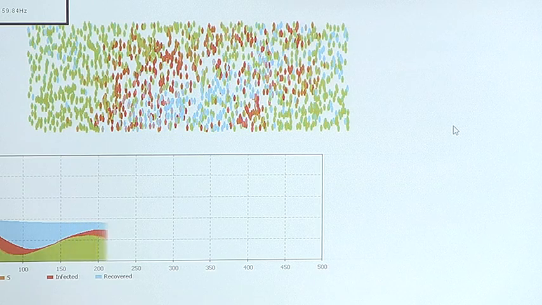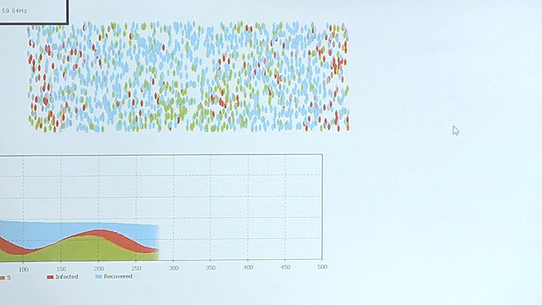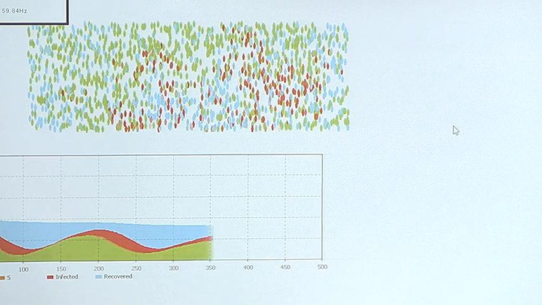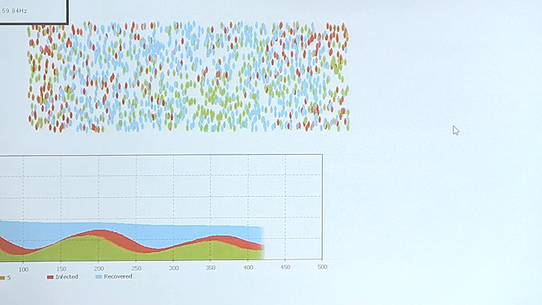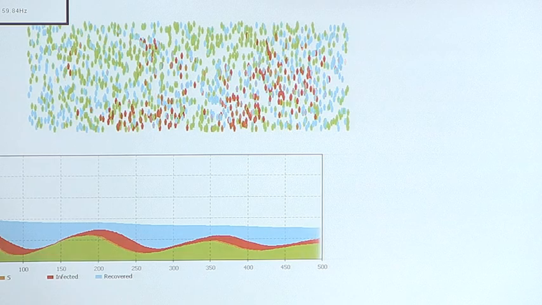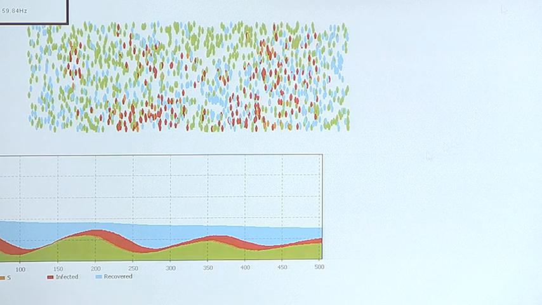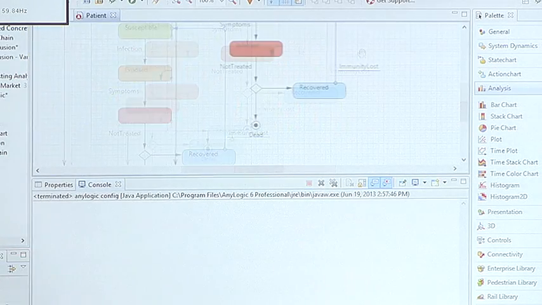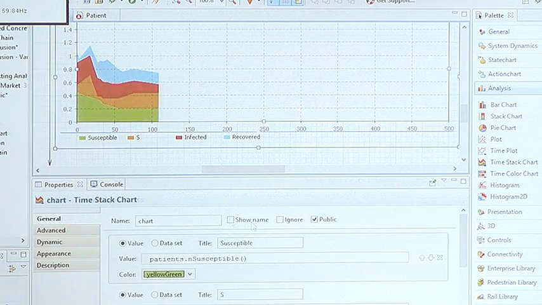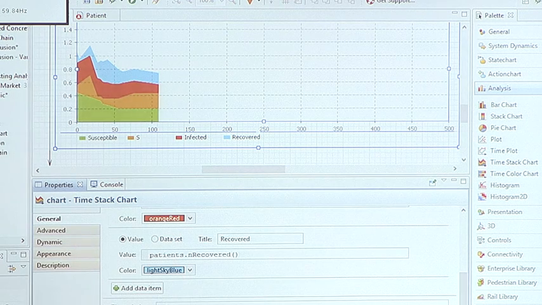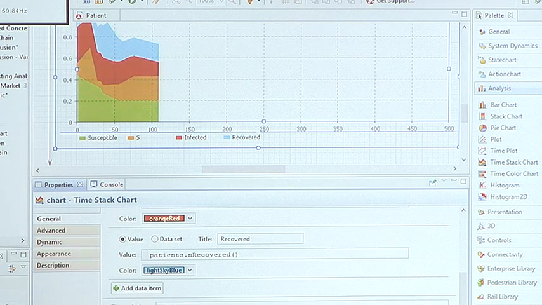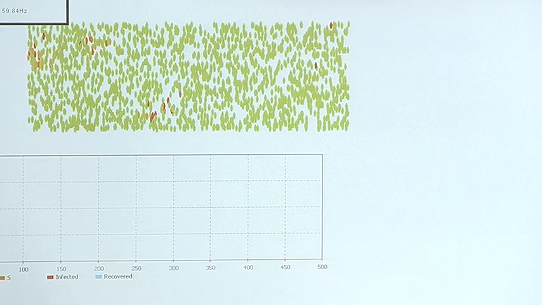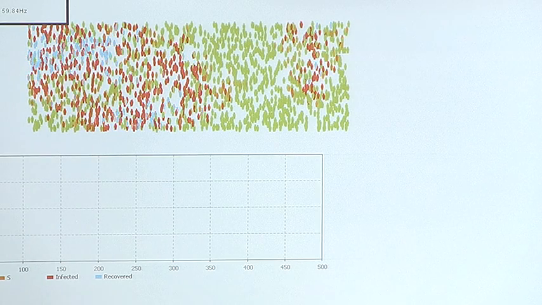This is more interesting. Yeah, I will adjust the vertical scale of the chart a little bit so it's nicer. The vertical scale of the chart is fixed to the initial total population. This is the time scale control.